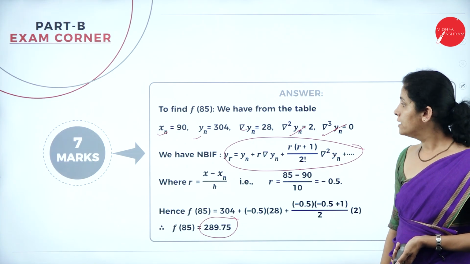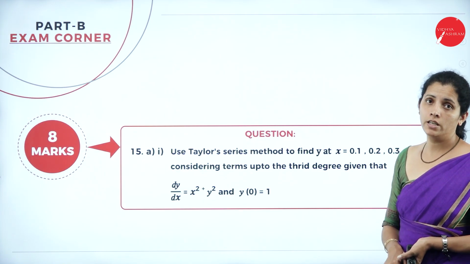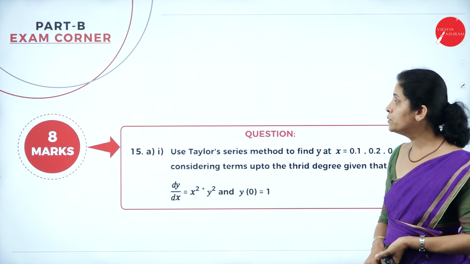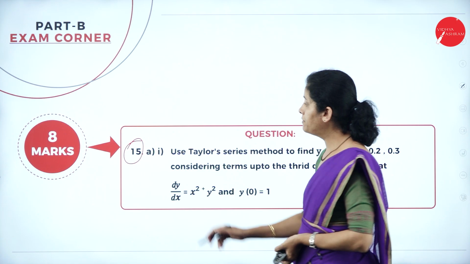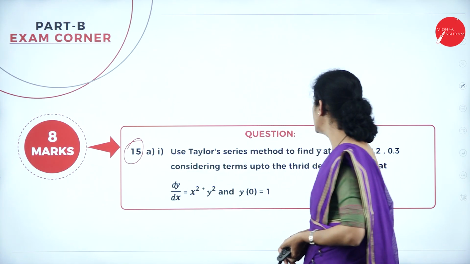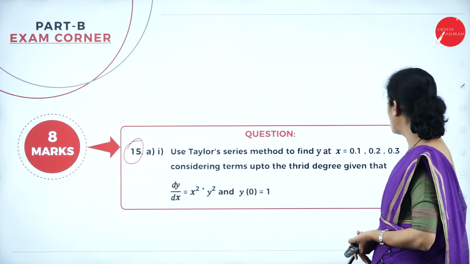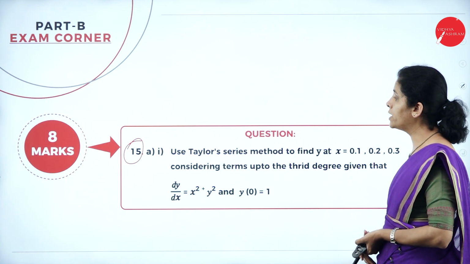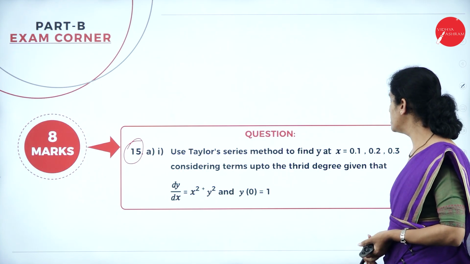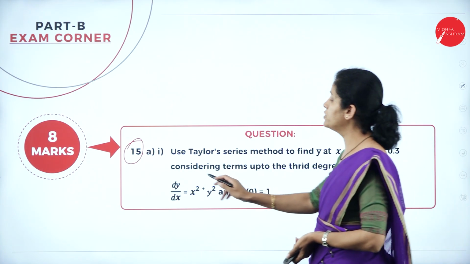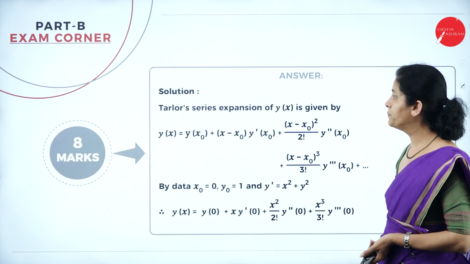Now, dear student, I'm going to take the third unit, and under the third unit, the 15th question, part A. In that first question, use the Taylor series method to find out y at x equal to 0.1, 0.2, 0.3. Consider the terms up to third degree. So this is the equation and they have given y of 0 equal to 1.